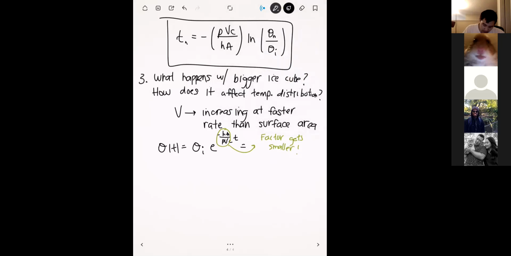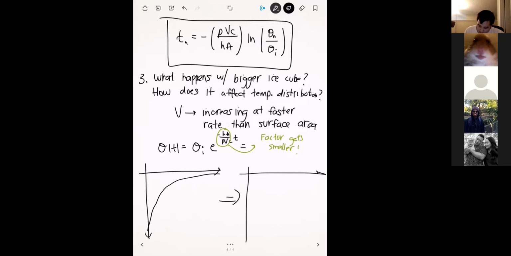And so if we increase the volume, then that's going to make the overall thing smaller. And so the way that it affects our temperature distribution looks like the following. Normally we have something that looks like this, our decaying exponential. But if we increase the volume, the rate at which this graph decays is going to go down. And so instead of a rapid decline like that, we're going to have a slightly slower decline, maybe something like that.